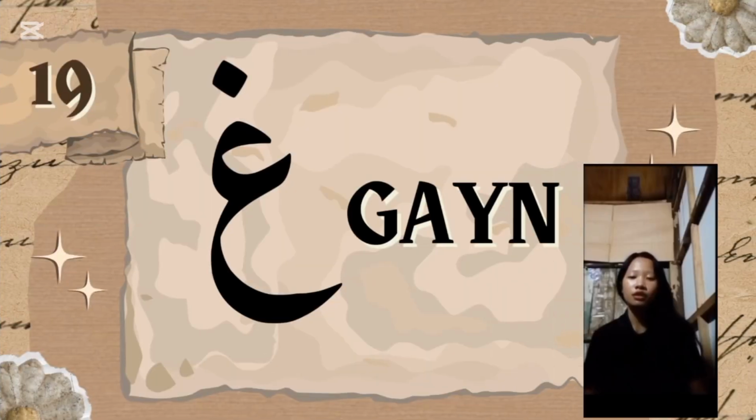So, ghain, it is a voiced uvular fricative, which means this sound comes from the back of our throat. So, ang ghain with fatha is pronounced as gha, a short a sound. Ghain with kasra, pronounce it as ghi with a short e sound. Ghain with dhamma is pronounced as ghu with a short u sound.